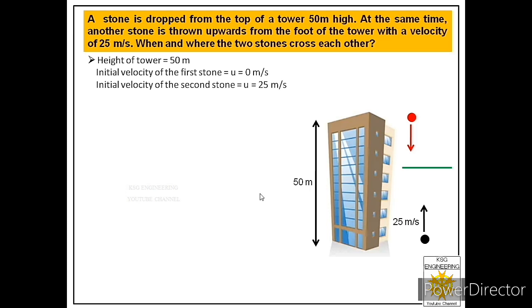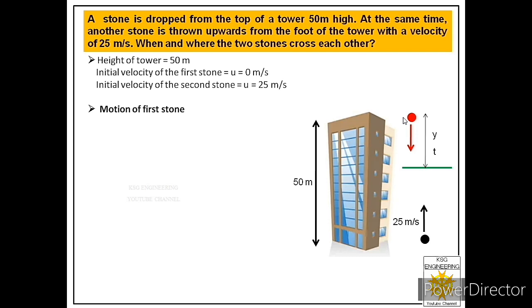And let us first discuss the motion of first stone. Now this stone is dropped and let us say the distance between the top of tower and the point at which these two stones will cross each other is y units. And let us say this stone will take t seconds to reach up to that point. Now we know this stone is moving under the effect of gravity. That means its motion is uniformly accelerated motion. It means for this stone all the three equations are applicable.